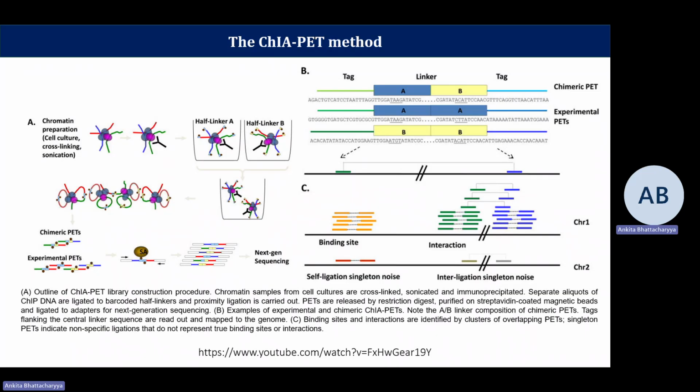Anyway, moving forward, we will look at the ChIA-PET method. So the outline of the ChIA-PET library construction method, what does it include? First, of course, is preparing the chromatin. As you can see, this is another representation of what we have already discussed. So cross-linking and then sonication needs to be performed, following which you will have these loops. You will have some chimeric PETs, you will have some experimental PETs, and then what do you do? You perform biotinylation also, and following that you perform sequencing.